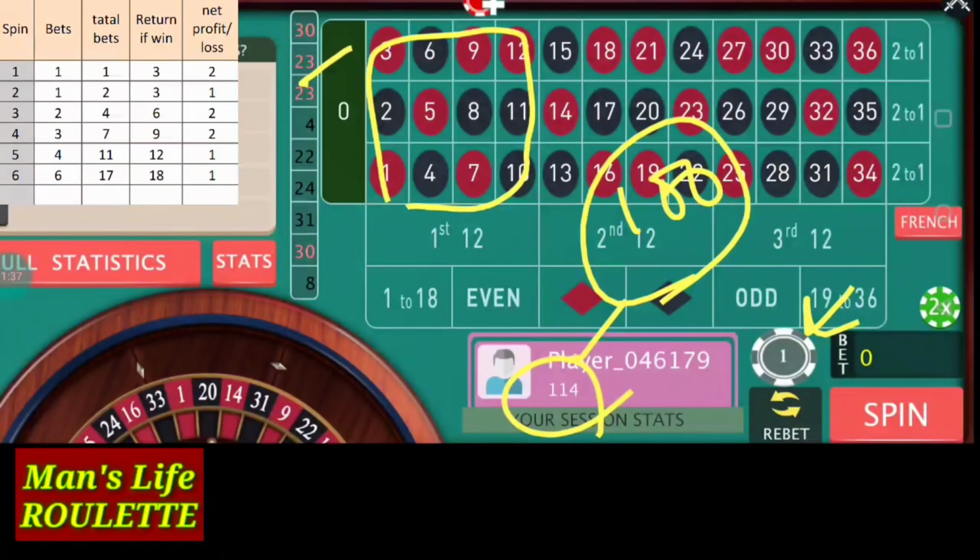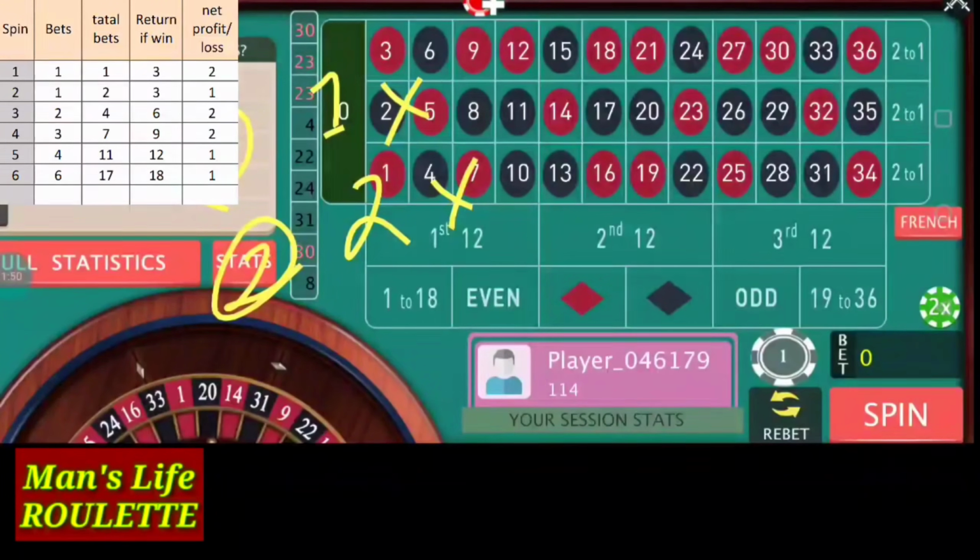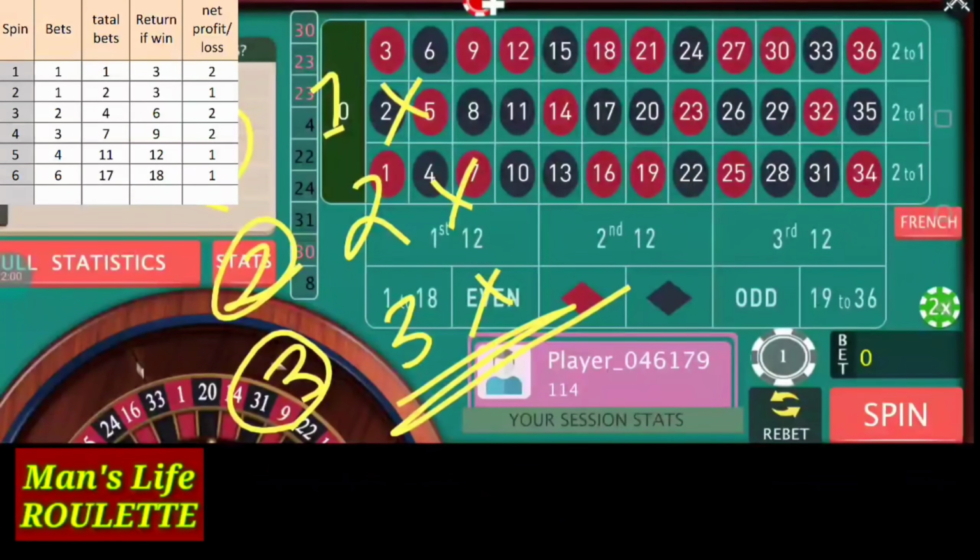The only difference is that in the first cycle you have to start the game with $1 bets, and in the second cycle you have to start with $2 bets, and you have to put in multiples of 2. In the first cycle it's multiples of 1, and in the third cycle you have to put your bets according to the chart but in multiples of 3. So this is the strategy, and I hope you like this strategy.